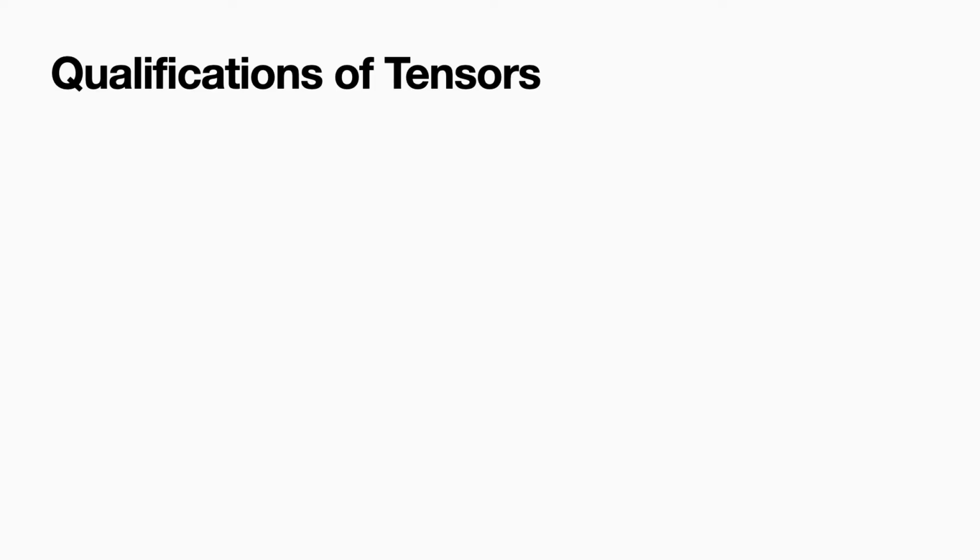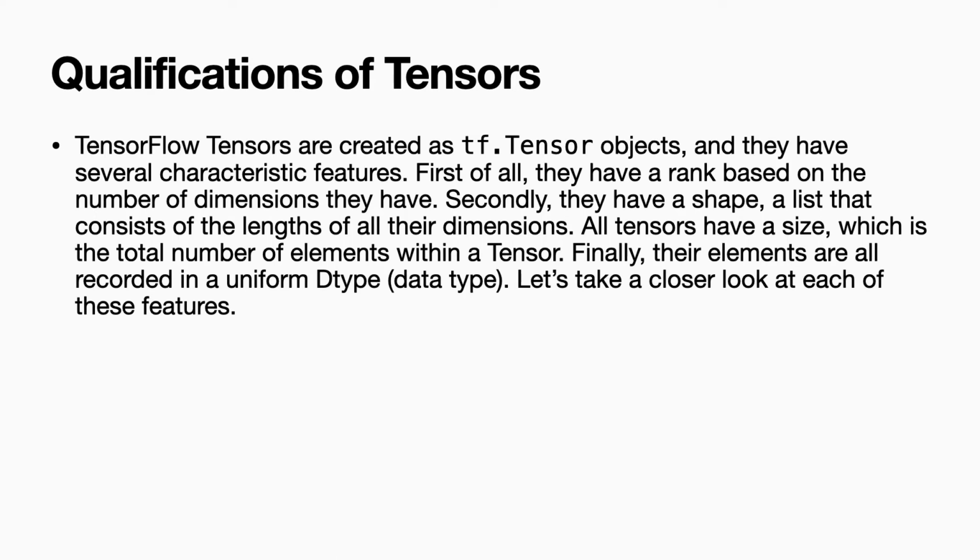Qualifications of tensors, characteristics and features of tensor objects. TensorFlow tensors are created as tensor objects, and they have several characteristic features. First of all, they have a rank based on the number of dimensions they have. Secondly, they have a shape, a list that consists of the lengths of all their dimensions. All tensors have a size, which is the total number of elements within a tensor. Finally, their elements are all recorded in a uniform data type. Let's take a closer look at each of these features.